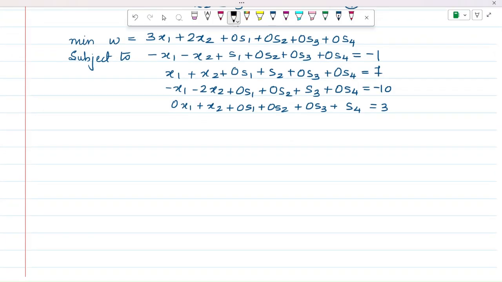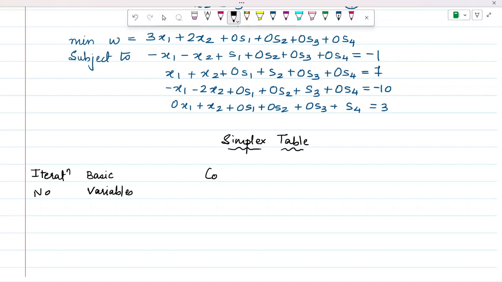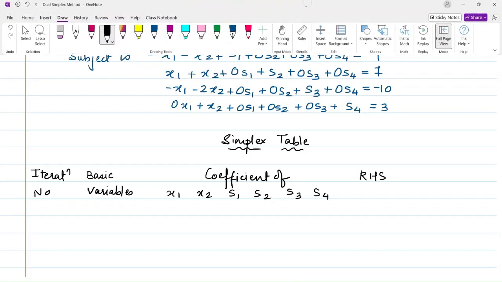We'll move to the simplex table. Don't get confused. This is dual simplex method, but the table name still remains a simplex table. Okay. The structure remains the same. So you'll have iteration number. You'll have basic variables. You will have coefficient of, write down all variables, that is x1, x2, s1, s2, s3, and s4 in this case. And then we'll have a RHS. Let me draw the lines here.